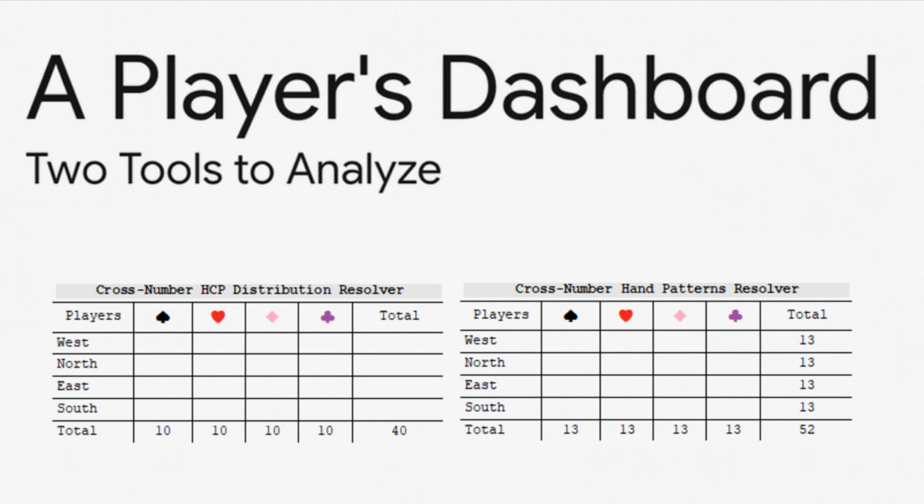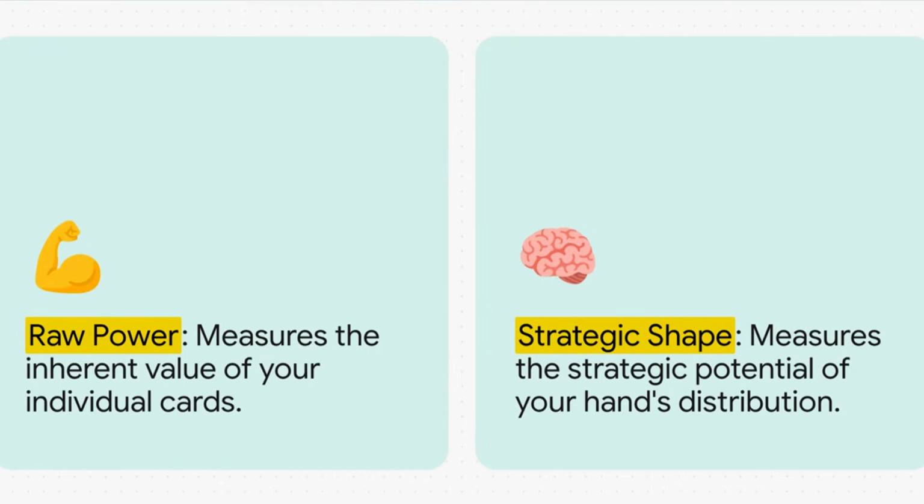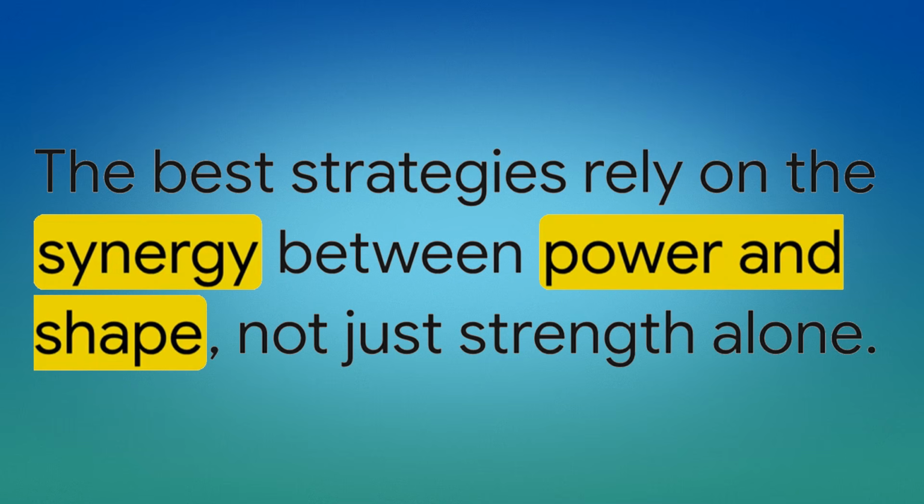What we've really been exploring this whole time is the fundamental tension in bridge strategy, this constant tug-of-war between having points and having a good pattern. I mean, this really sums it all up, doesn't it? On one side of the coin, you've got the raw power you get from your high cards. And on the other side, you have the strategic shape from how your suits are distributed. The best players, they know it's never about just one or the other. It's about both. And really, the key takeaway here is this.